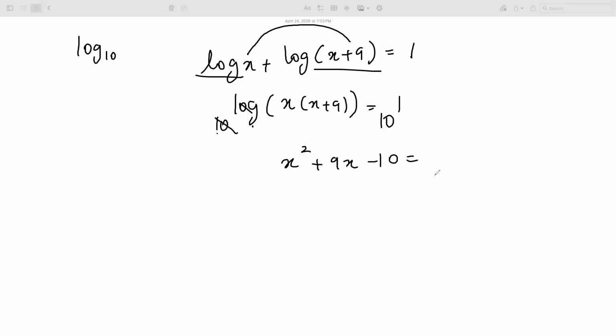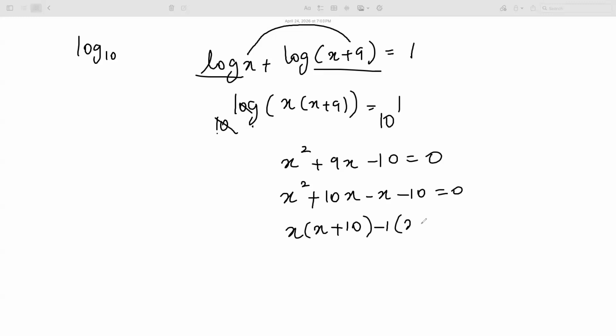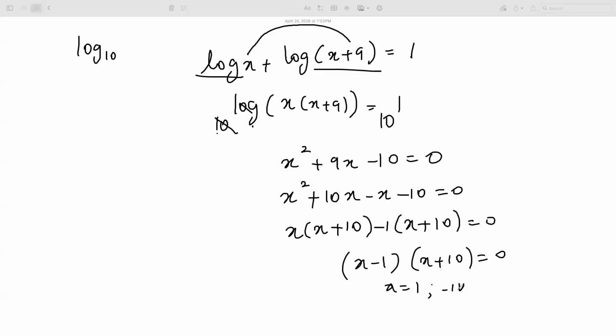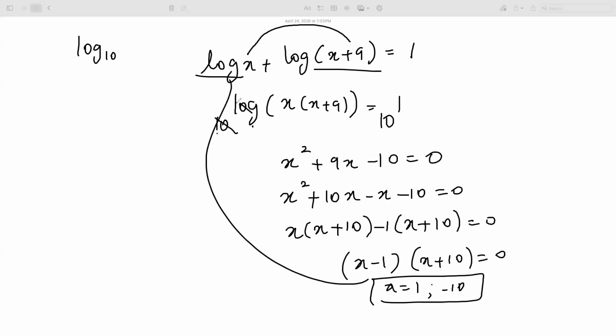Yeah, that's correct, equal to 0. So when you factorize this, x squared plus 10x minus x minus 10 equals 0, x times (x plus 10) minus 1 times (x plus 10) will be equal to 0, (x minus 1)(x plus 10) equals 0, x equals 1 and minus 10, right? So in this case 1 and minus 10, so I'm going to substitute it back, right?